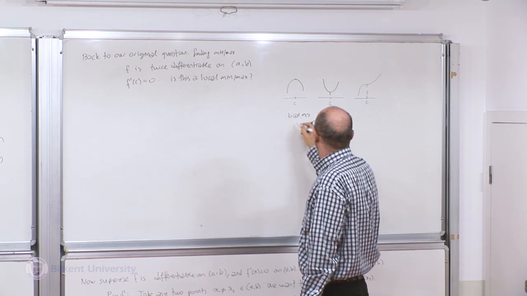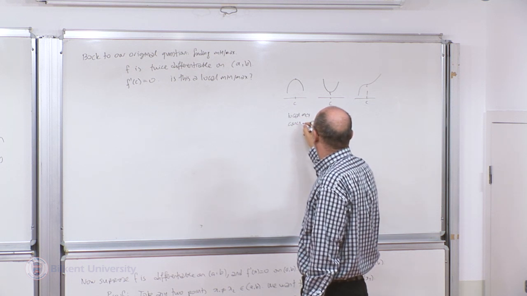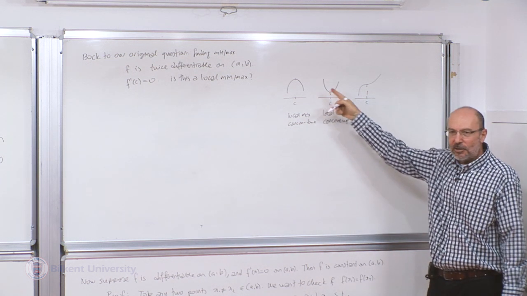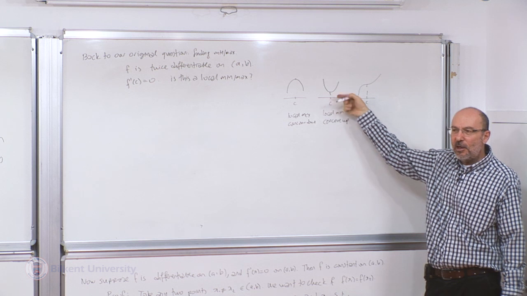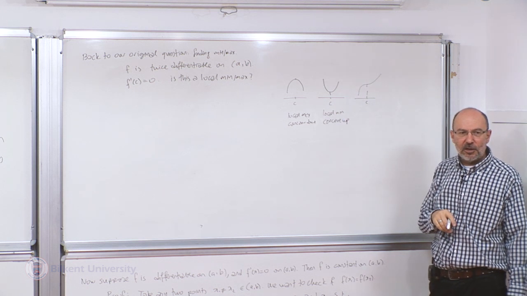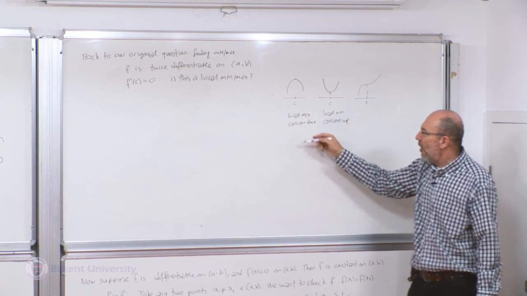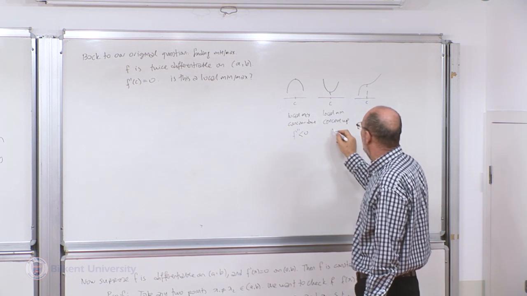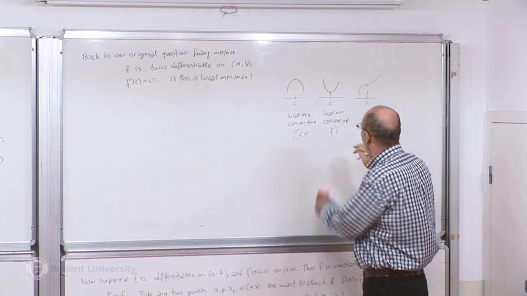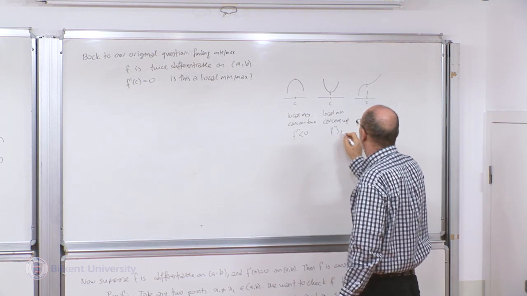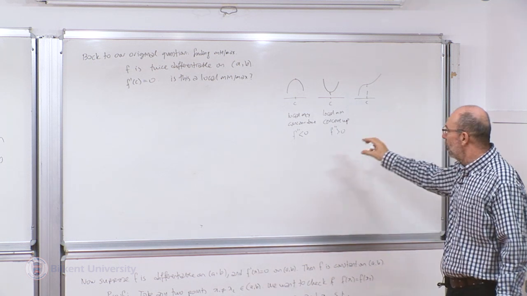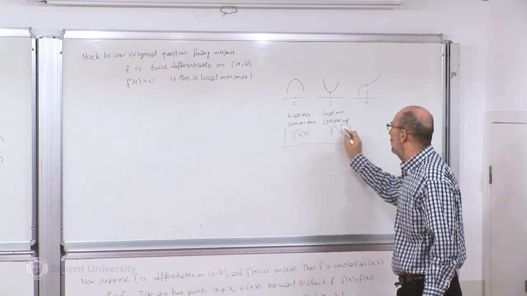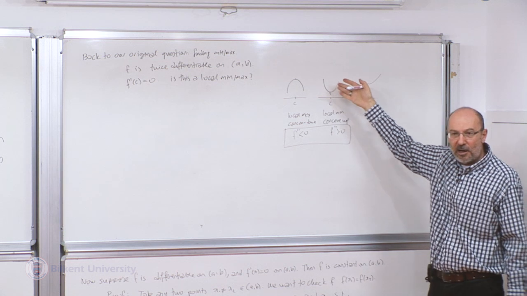Local max corresponds to concave down. So this is what I see from the figure. Now I want to change this to algebra. Concave down is what? f double prime negative. Here f double prime positive. So now I write this part. This part is the second derivative test. I don't look at the graph.